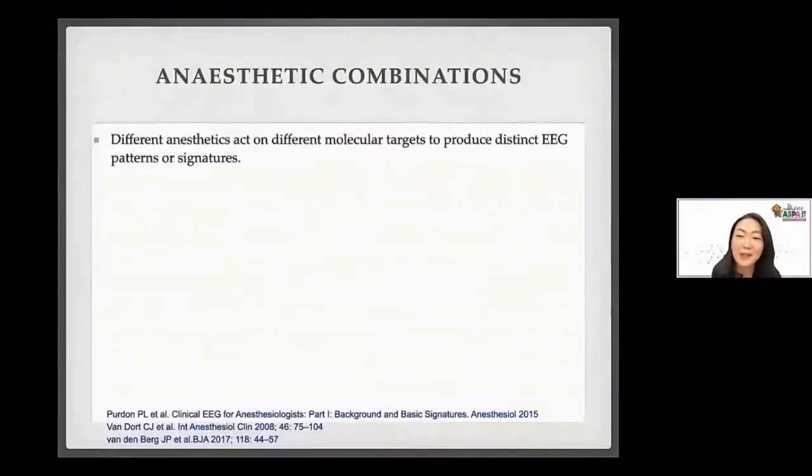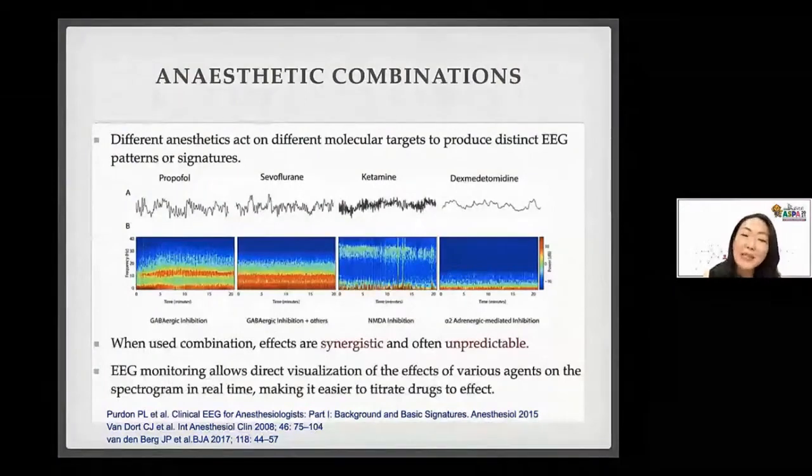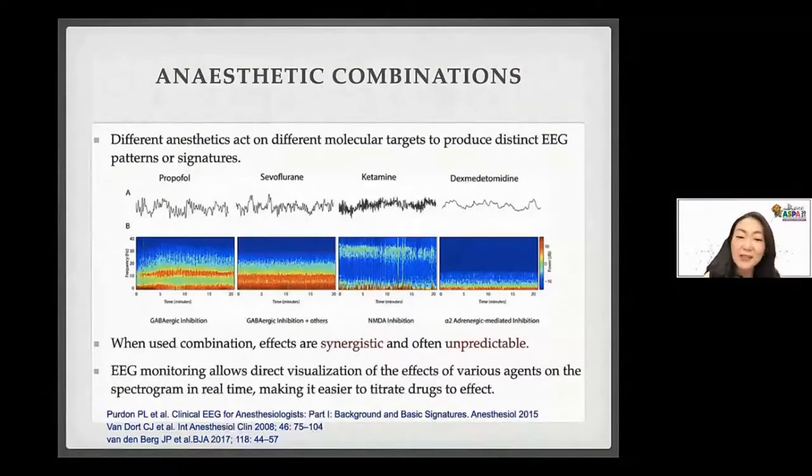Okay, the last group of patients I want to discuss who benefit from EEG monitoring, and of course there are more, but we're just going to discuss this as the last group, are children having anesthetic combinations. As Patrick already alluded to, different anesthetics act on different molecular targets to produce distinct EEG patterns or signatures. Okay, you've seen this earlier. Different signatures with propofol, sevoflurane, ketamine, or dexmedetomidine. The problem is when we use these in combinations, the effects of the drugs are often synergistic, right, and unpredictable. So EEG monitoring allows direct visualization of the effects of various agents on the spectrogram in real time. Okay, so it makes it easier for us to titrate the drugs to effect.